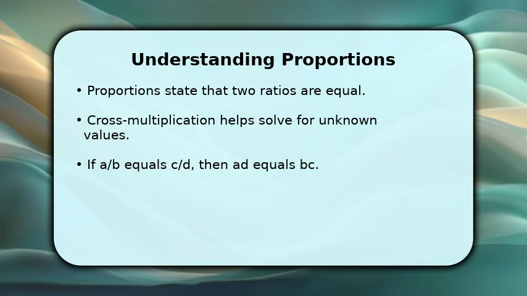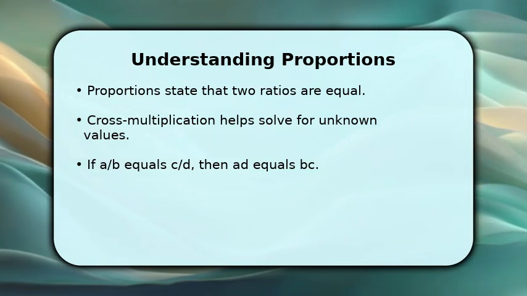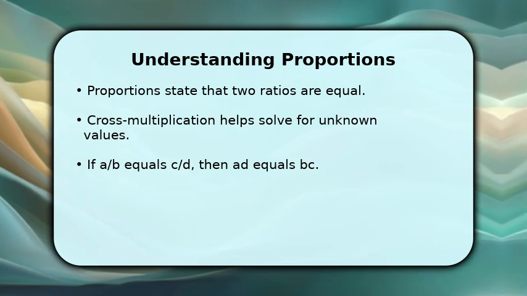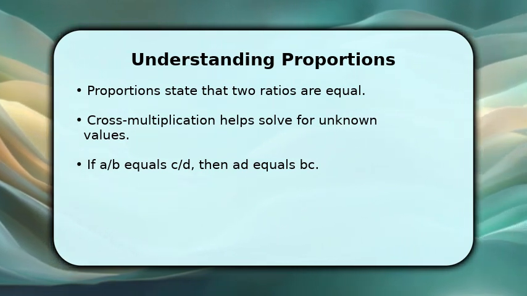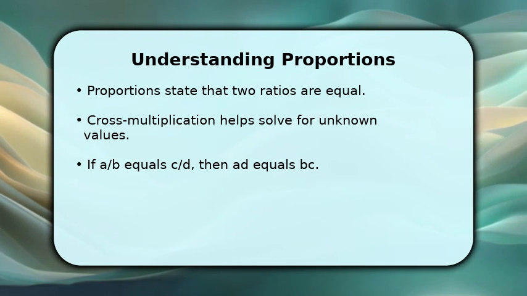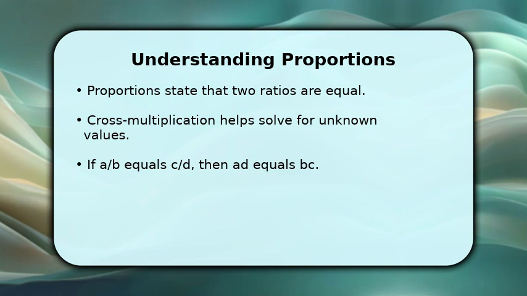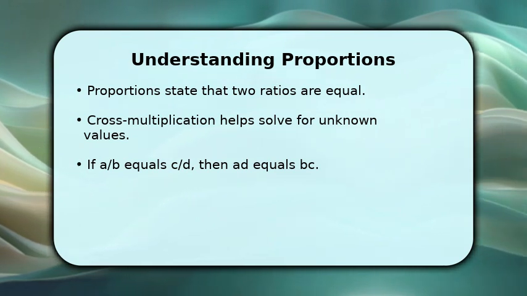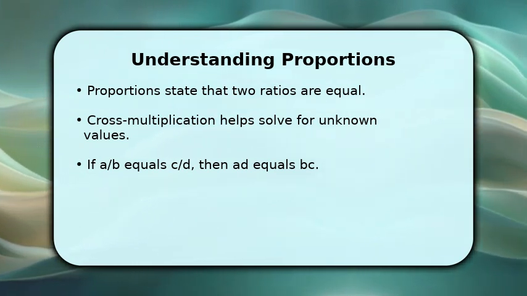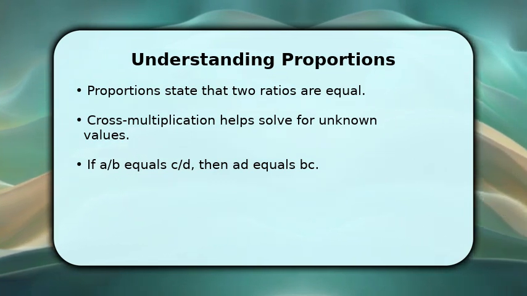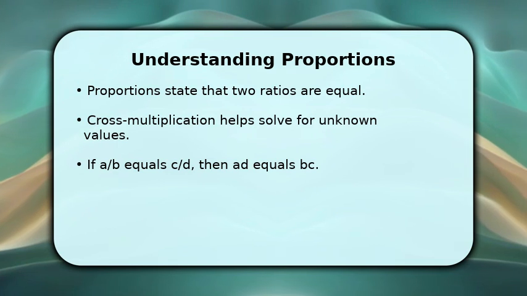Now, let's talk about proportions. A proportion is simply an equation that says two ratios are equivalent. For example, if 1/2 equals 2/4, that's a proportion. The most common way to solve for an unknown in a proportion is by using cross-multiplication. This means you multiply the numerator of one ratio by the denominator of the other and set them equal. It's a powerful tool for finding missing values.